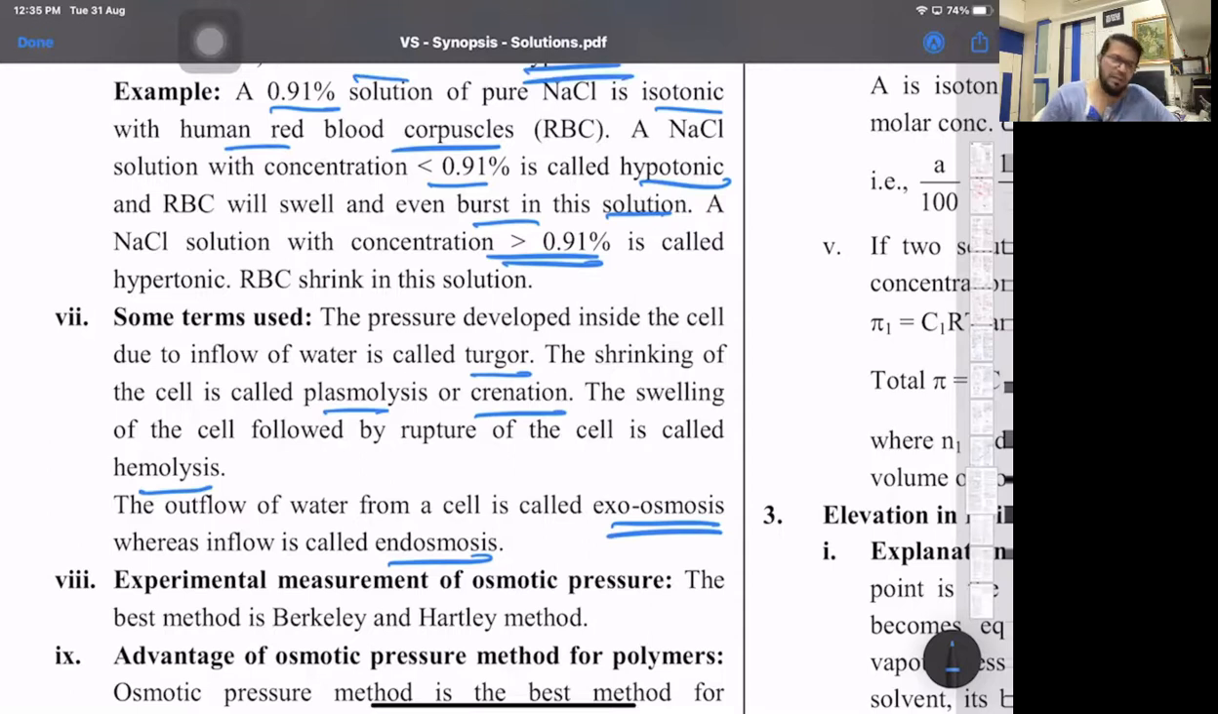And the experimental method to determine osmotic pressure is the Berkeley and Hartley method. An osmometer is taken, where we have compartments of solute and solvent, and there is a pressure gauge where we can apply pressure on the solution to stop osmosis and gauge the pressure applied. Their experimental approaches are not needed. We only have the theoretical part and its formulas.